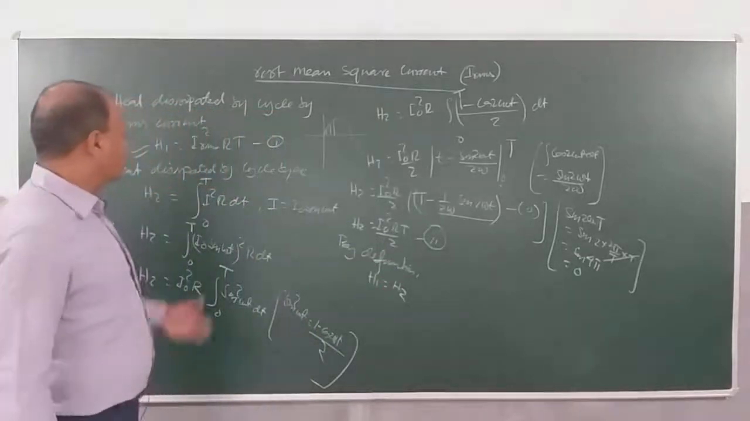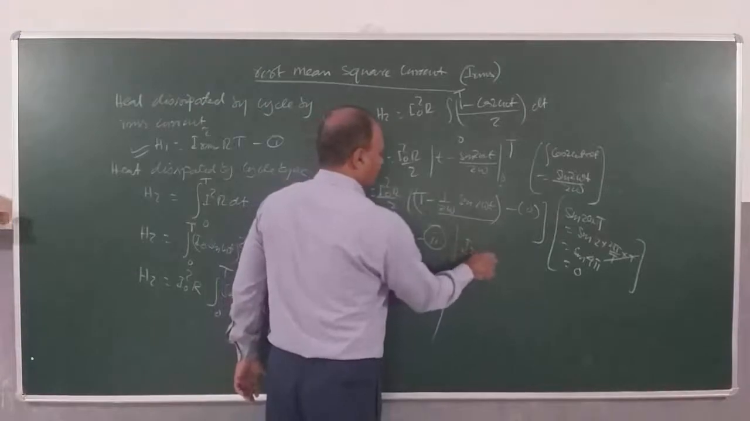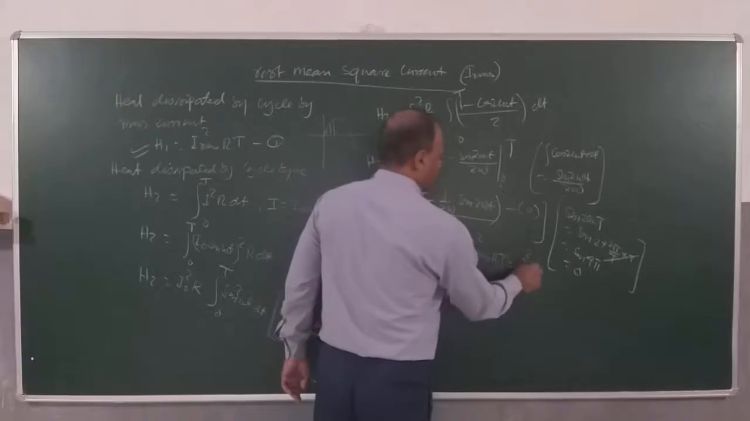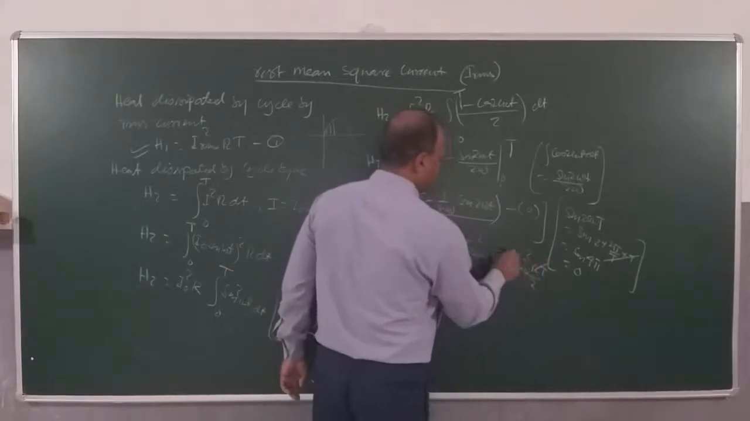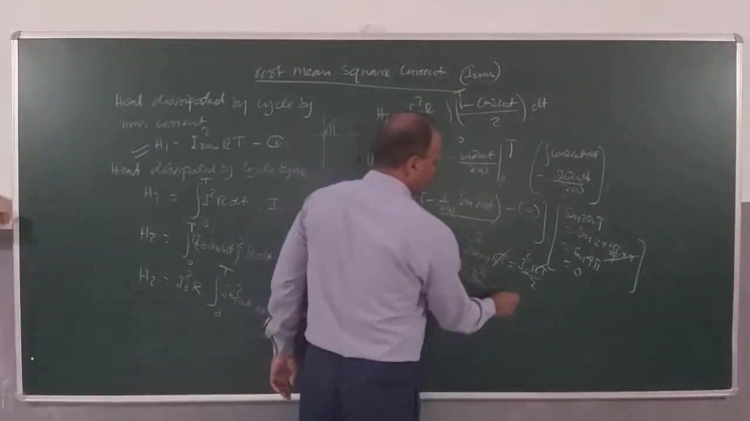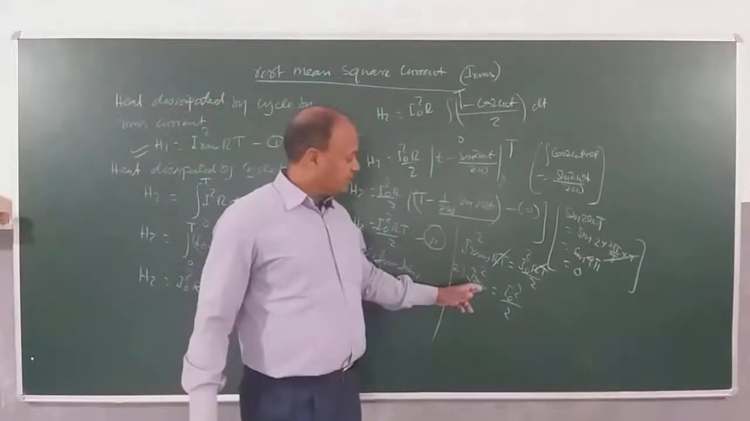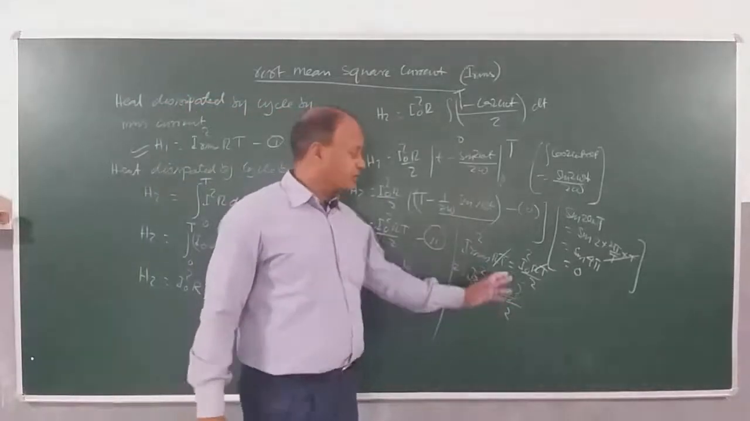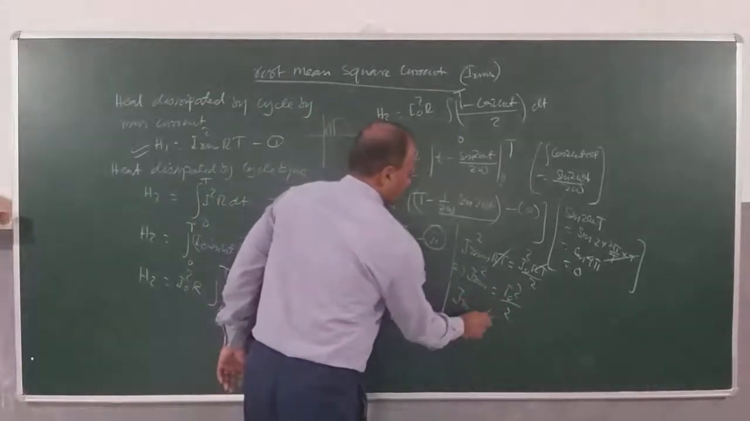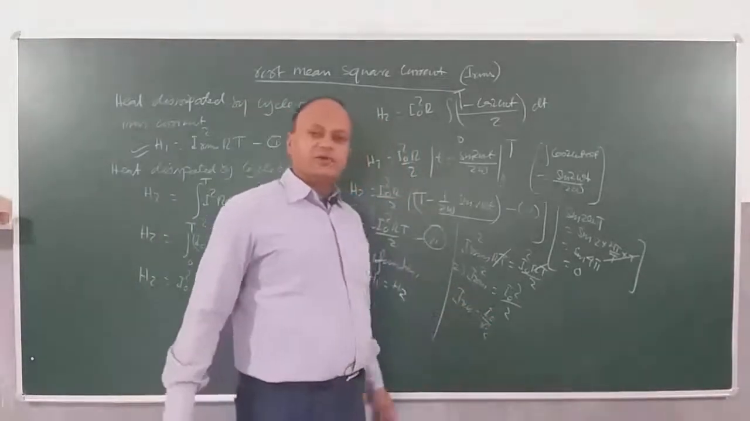If H1 is equal to H2, children, let us put it. Then we have I RMS whole square RT is equal to I naught square RT by 2. Cancel out RT. And what do you get here? I RMS square is equal to I naught square by 2. Very interesting result, children. If you take square root of both sides, then we get I RMS is equal to I naught by root 2. Beautiful result. And 1 by root 2 is 0.707.